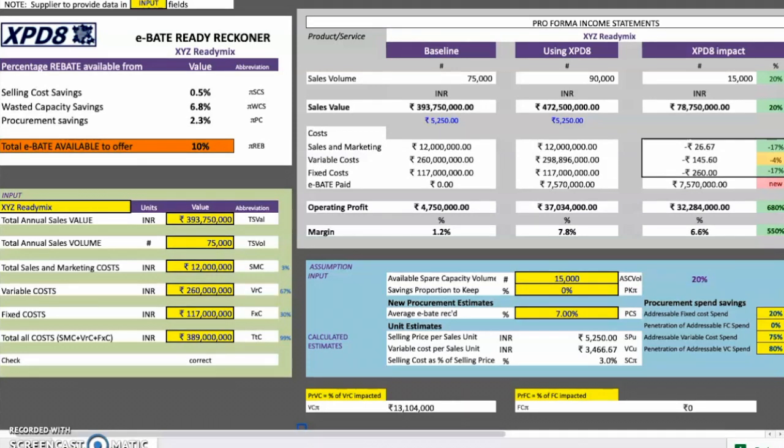And as the tool is showing, the ready-mix company can afford to incentivize the additional sales with rebates to gain both volume and operating profit margin without changing the price. Clearly a win-win for both stakeholders. What's not to like?